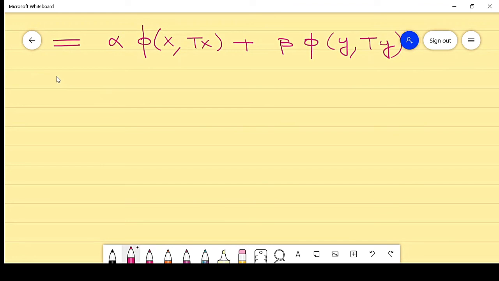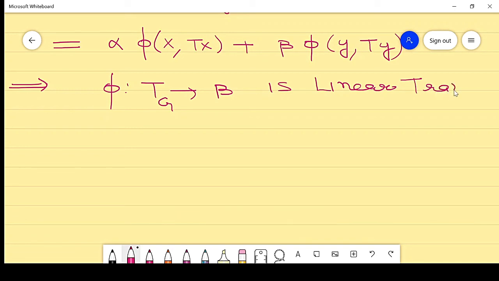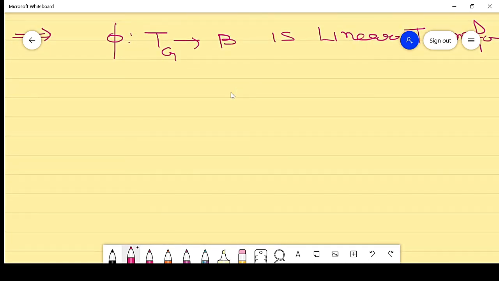What is the first part? The first part is that this mapping phi from Tg to B is a linear transformation. Next is that phi is one-one, third is that phi is onto, and then that it is bounded. So we are doing all these things.